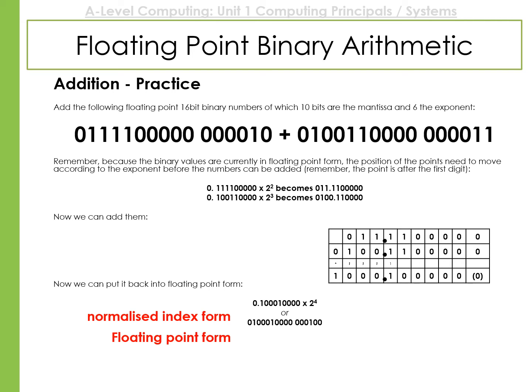Okay, so first of all, we need to think about how we're going to represent them. So we know, and you can see we can represent them here, 0.1111 times 2 to the power of 2. We can then represent that in a decimal format, 011.11. The same can be done with the second value. We then add them up in the same way. So look at how we write them above each other. We can then put it back into floating point form, and then we can put it into normalized index form.